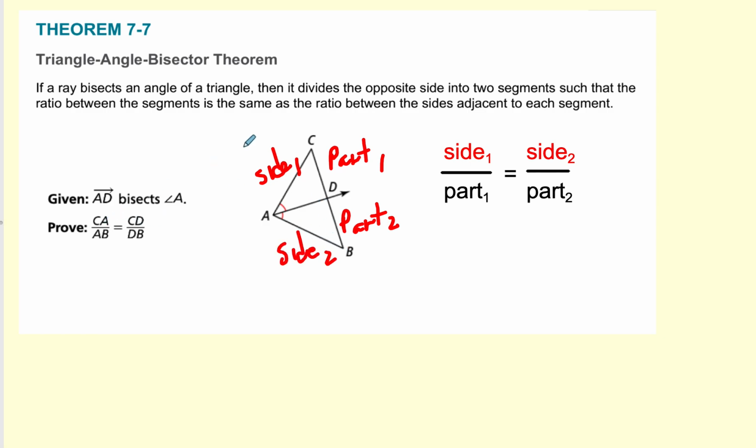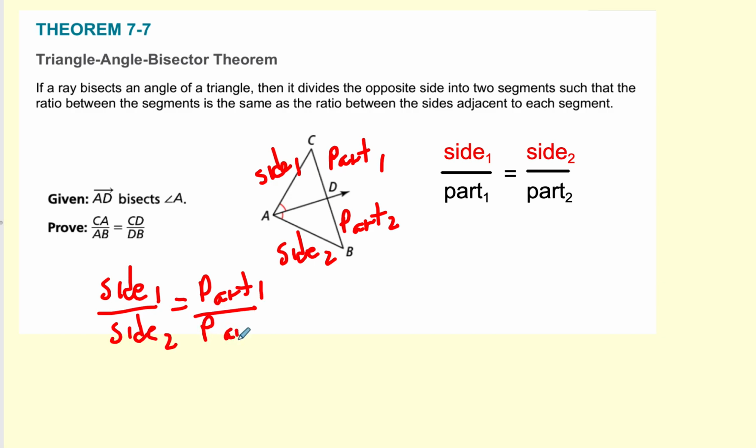So it's saying that side 1 is to side 2, side 1 over side 2, equals CD, which is part 1, over part 2. So that's what the theorem is saying. Now, we can write ratios in different ways. We could write it side 1 over side 2, or we could write it as side 1 over part 1, side 2 over part 2. These two have the same ratio because when you cross multiply like this, you're going to get the same product. You're going to get side 1 and part 2 getting multiplied, part 1 and side 2 getting multiplied.